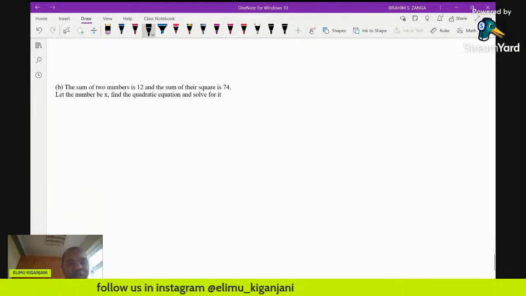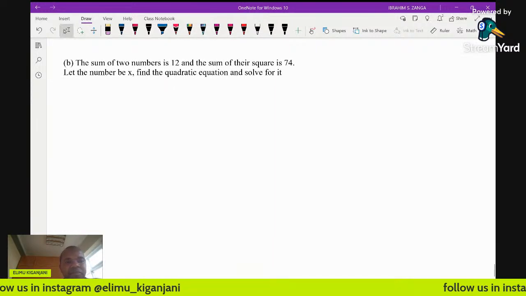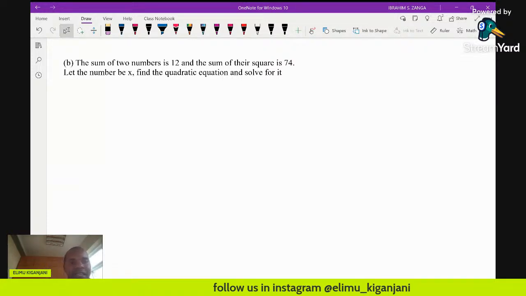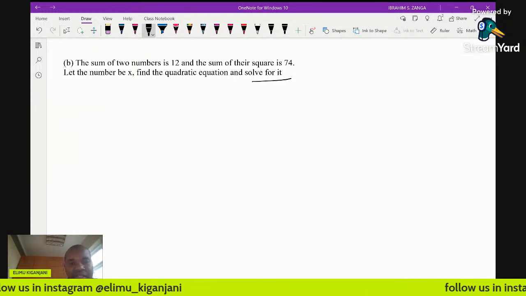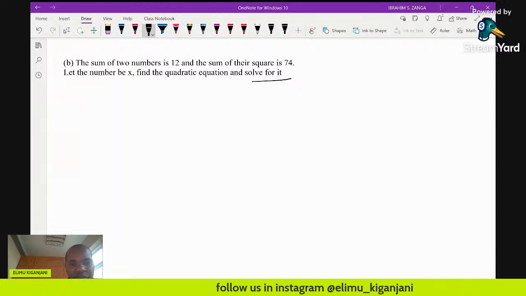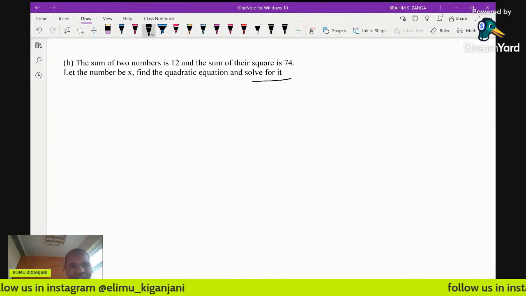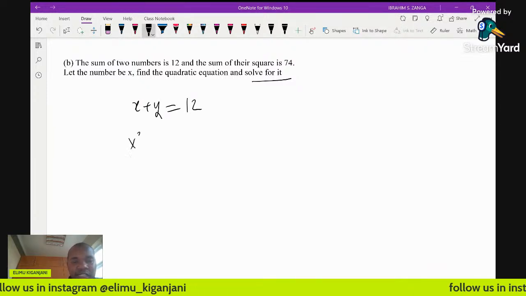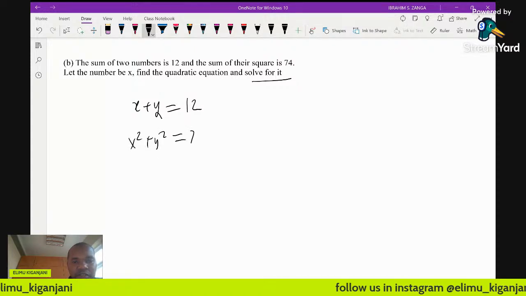The last question, question number 10b: the sum of two numbers is 12 and the sum of their squares is 74. Let the number be x, find the quadratic equation and solve it. So let the numbers be x and y. Then x plus y equals 12, and x squared plus y squared equals 74.